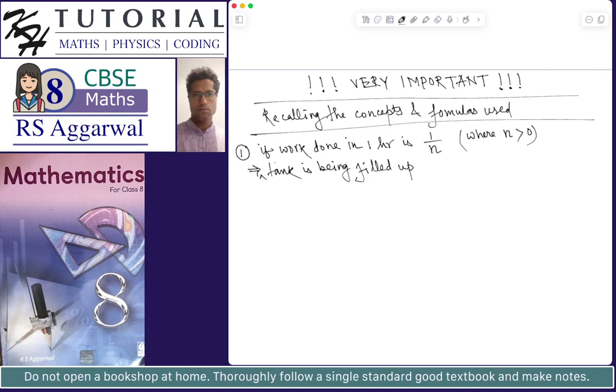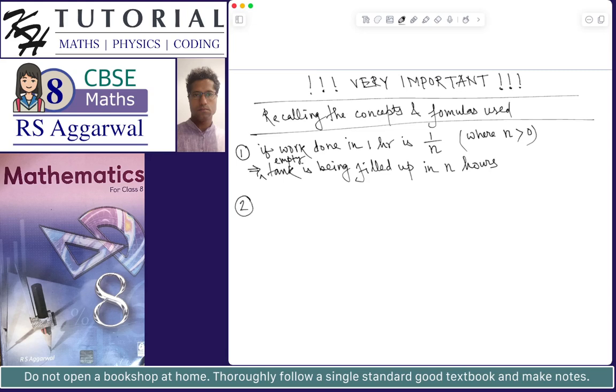This means that an empty tank is being filled up in n hours. If we know that the work done in 1 hour is 1 by n, where n is positive, then since it is positive, this means that in 1 hour the tank is being filled up. That is, 1 by nth part of the tank is being filled in 1 hour. So we can say that the whole of an empty tank will be filled up in n hours.